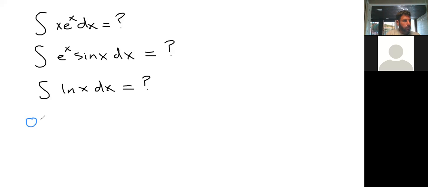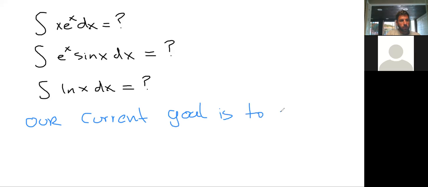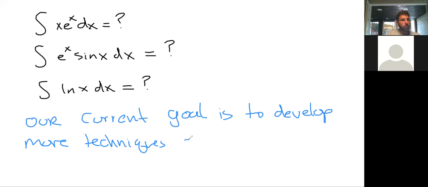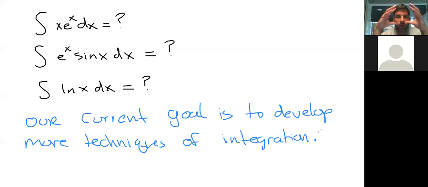Our current goal is to develop more techniques of integration. If you think about how you might develop some sort of technique, you might look to the relative of the integral. What we learned in Calculus 1 is that the integral is very intimately related to a derivative. In fact, it's the reversal, or the inverse operation, of taking a derivative.